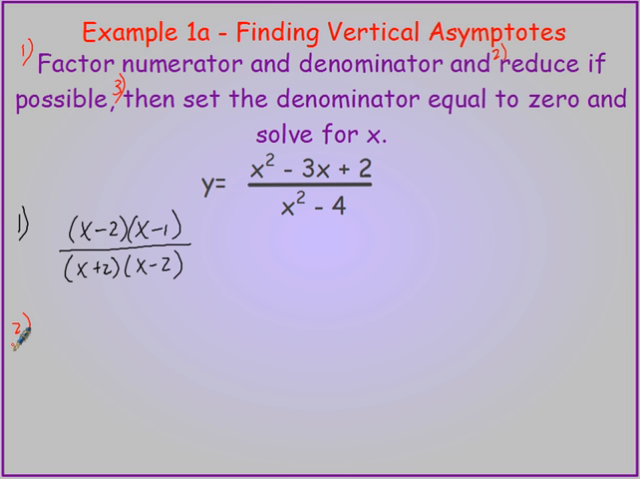So do y'all notice anything here in my factored form? I have an x minus 2 and an x minus 2. So basically I can cancel those out. So then my new function, my now reduced function, is y equals what? x minus 1 over x plus 2. Now that I've reduced, my last step says to take the denominator and set it equal to 0.